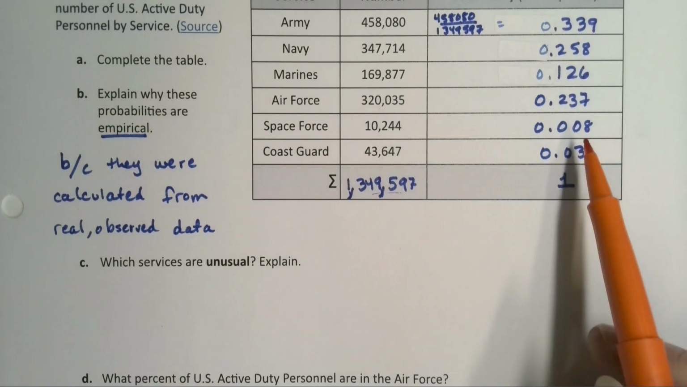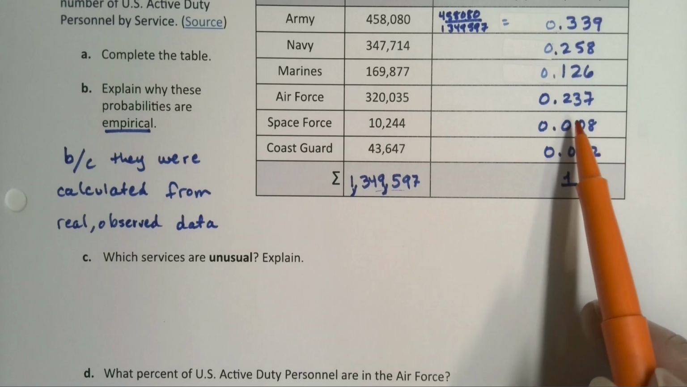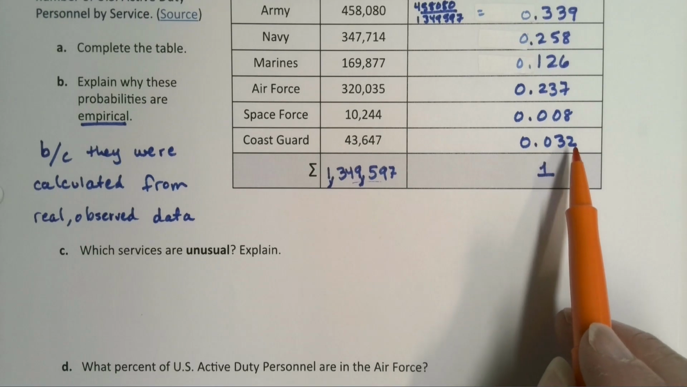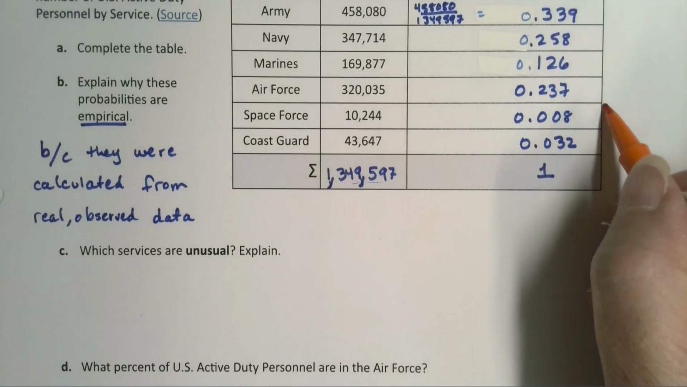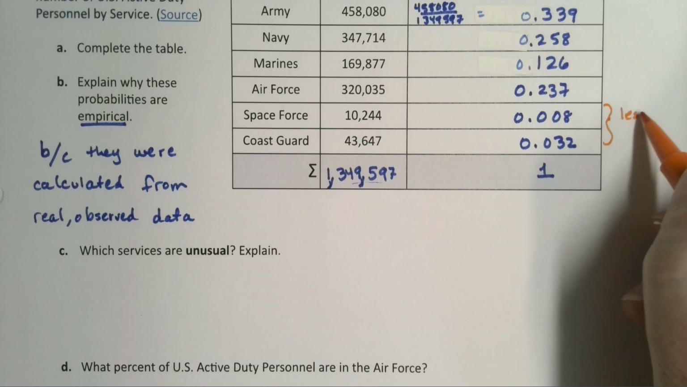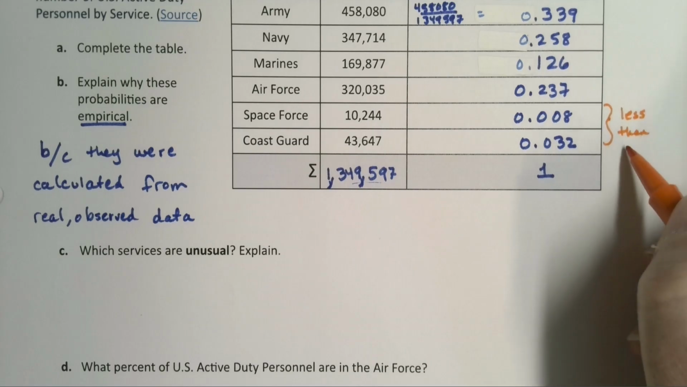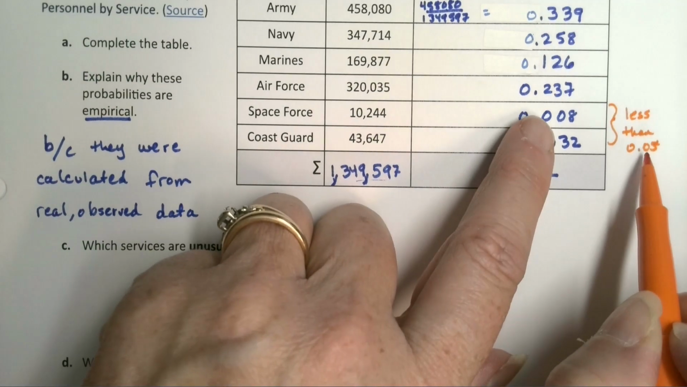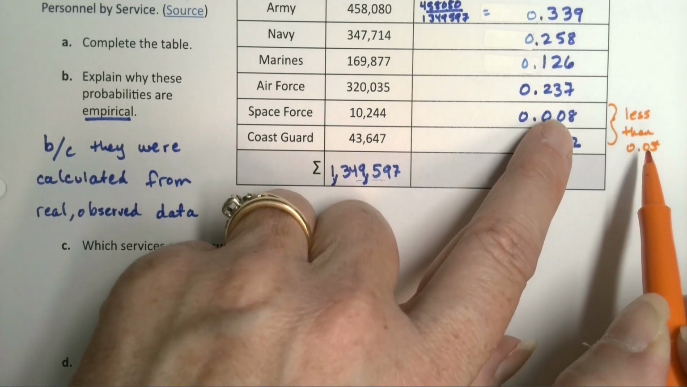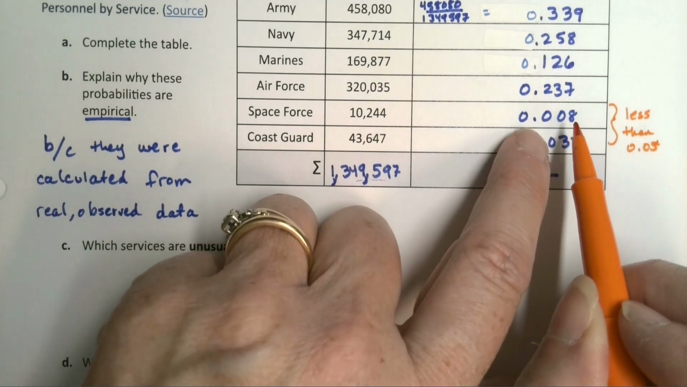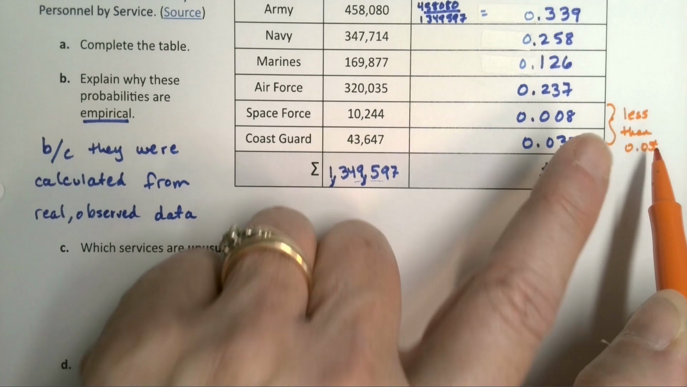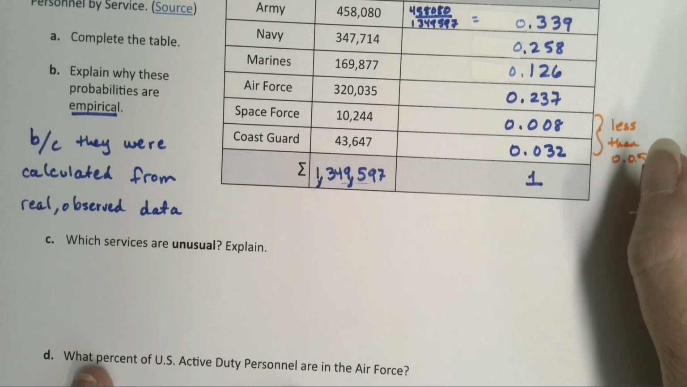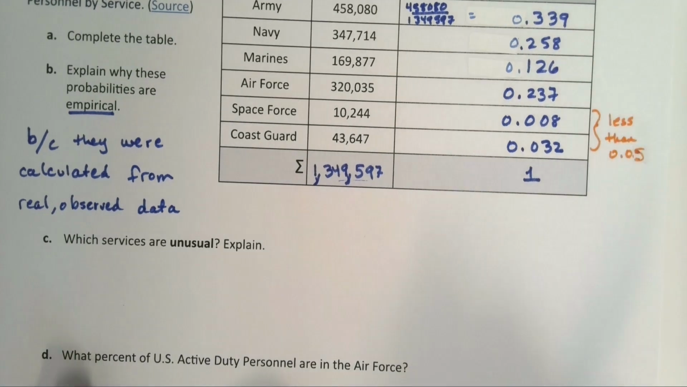There's rather obviously the Space Force, because 0.008 is less than 0.05. And 0.032 is smaller than 0.05. So both of these are less than 0.05. The way to compare decimals is you look at the first decimal place, 0 versus 0, that's fine. 0 is smaller than 5, so this one's smaller. 3 is smaller than 5, so that one's smaller. Although my 5 got kind of muddied there. There we have it.